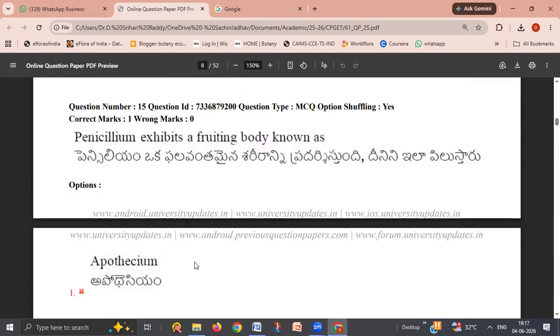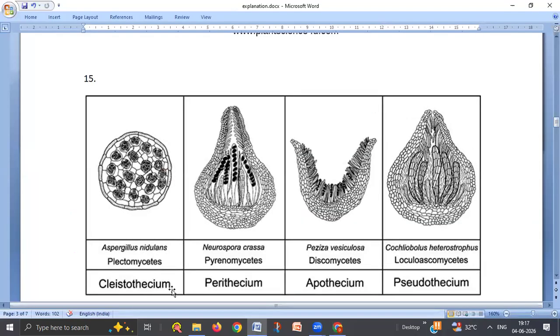In Ascomycotina, you see different types of fruiting bodies. I will show you. Yeah, here you see cleistothecium, perithecium, apothecium, and pseudothecium. These are different types of fruiting bodies which are produced by the mycelium. So the mycelium forms a woven structure. Those mycelia form the structures. These are called fruiting bodies.